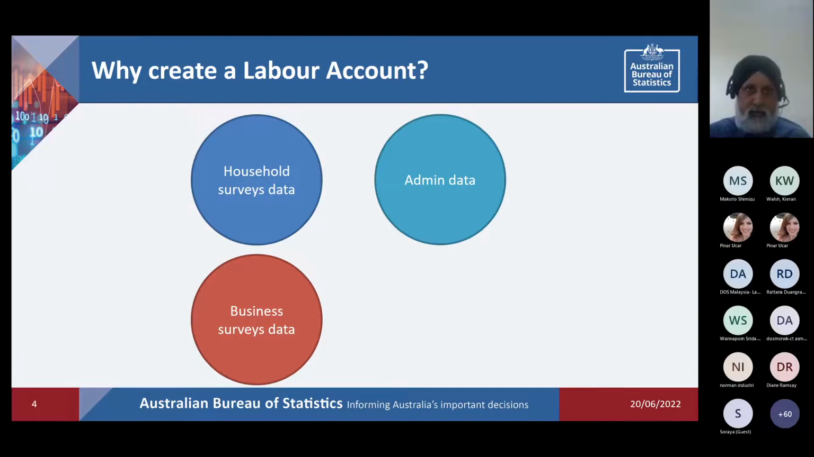As flagged, as well as business and household survey data, the ABS also produces a number of outputs from administrative data sources. Forming a coherent picture of the labor market from all these data sources can be challenging, and this is where the labor account can help. Next slide, please.